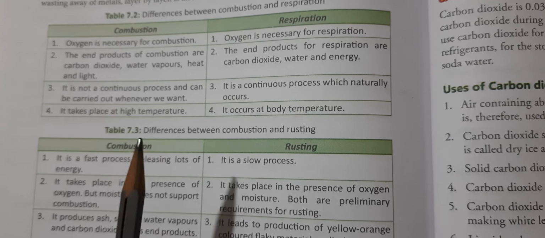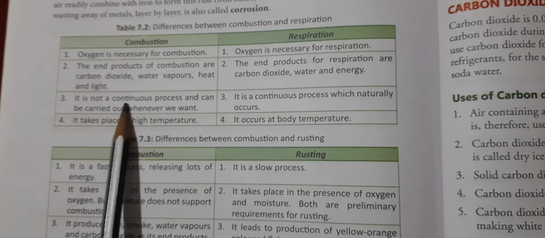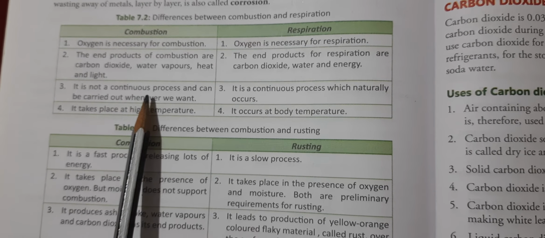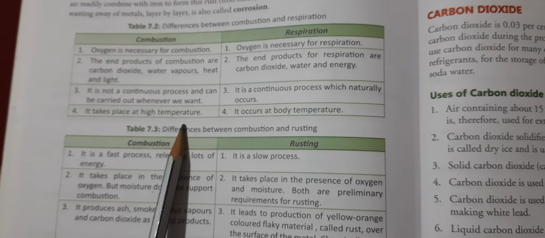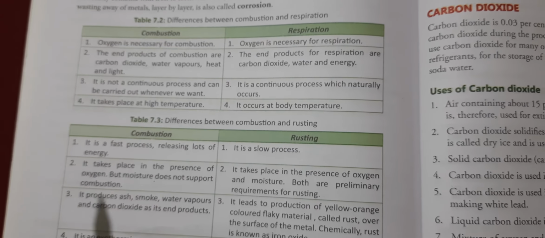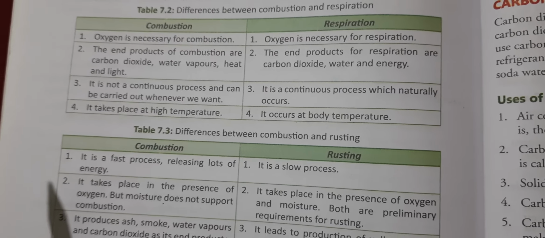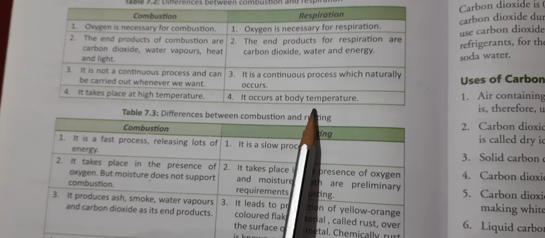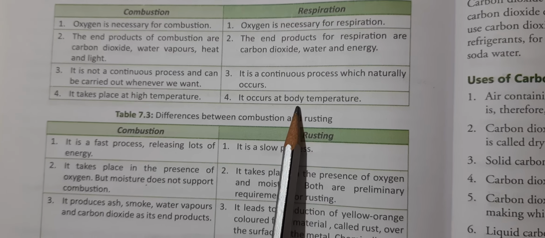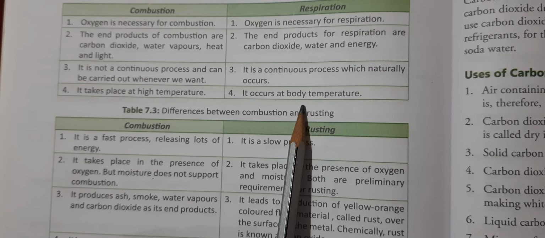So respiration is a continuous process, whereas combustion is a non-continuous process and we can make it happen whenever we want. Next, combustion takes place at higher temperature, where we need heat, extremely high temperature, whereas respiration takes place at body temperature. For breathing to happen we don't need to light a fire, no, it happens automatically in our body.